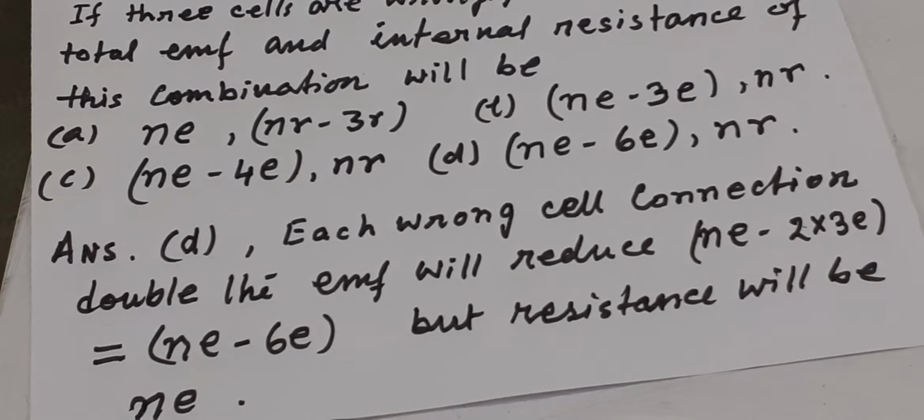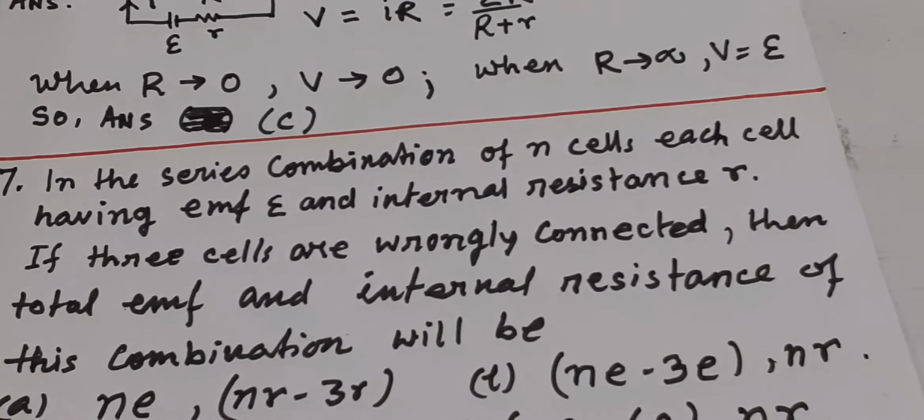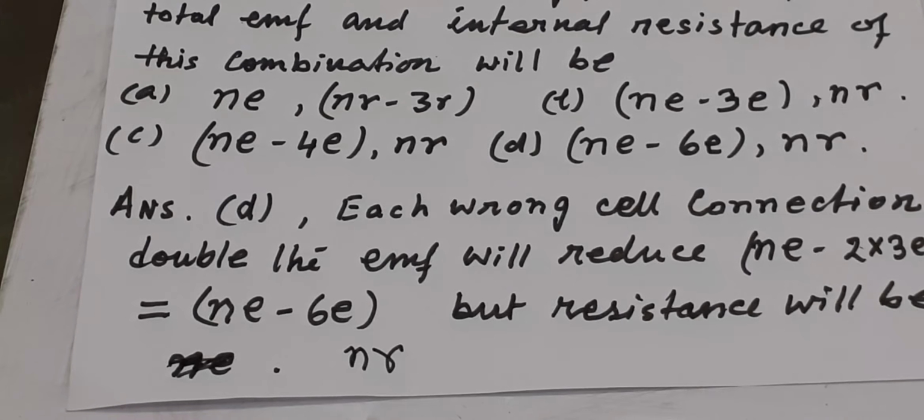nE minus 6E, and the internal resistance will be n times r. You can see n times r is the total internal resistance of the circuit.